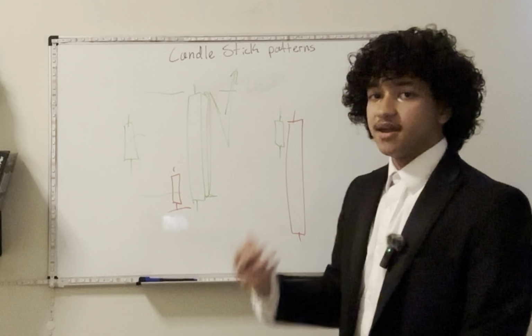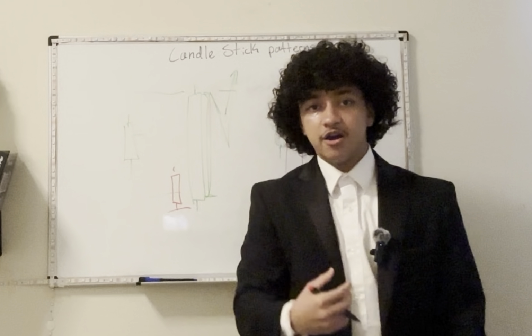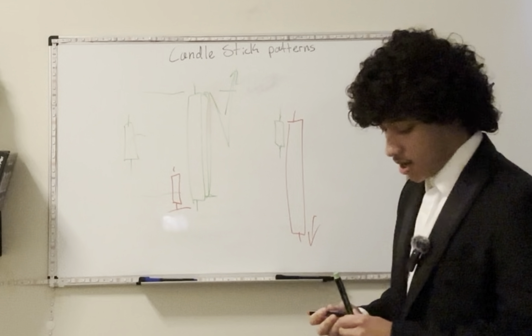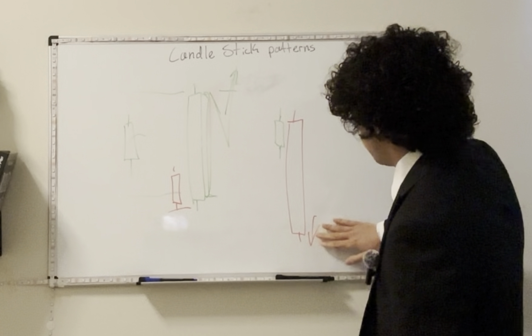What is that telling me? There's a lot of selling. There's a lot of people on my side. So if I'm bearish on the day, that means there's a lot of people on my side and I want to go down. All right. So that's a good indication right there.